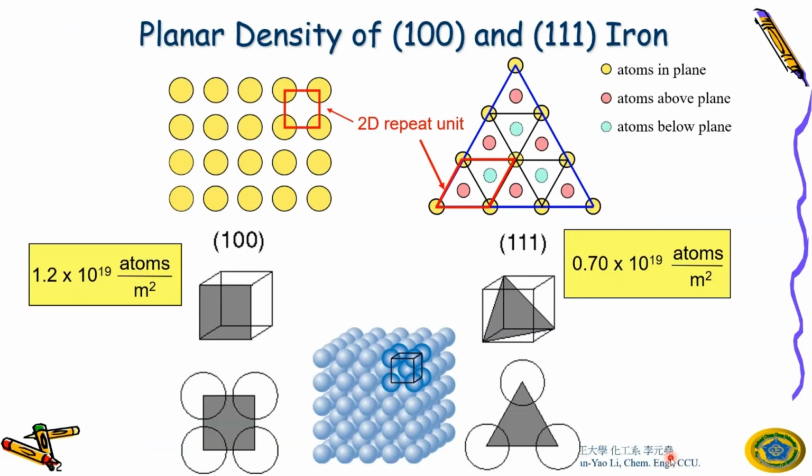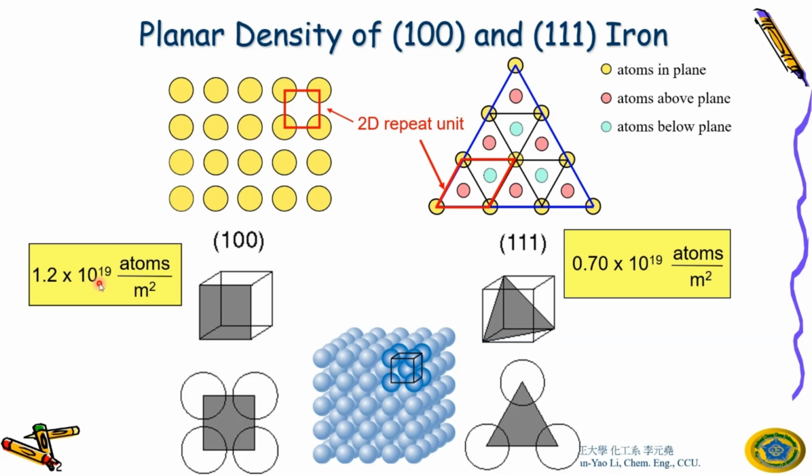So if we compare the density of 100 and 111 here, we know the planar density of the 100 is 1.2 times 10 to the 19 atoms per meter square, and the 111 is 0.7 times 10 to the 19 atoms per meter square. So which one has a higher planar density? Which one? 100, right? 100 of iron.